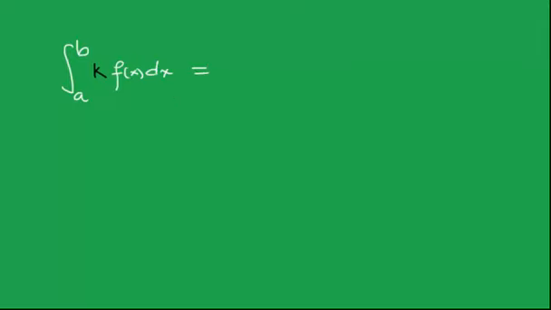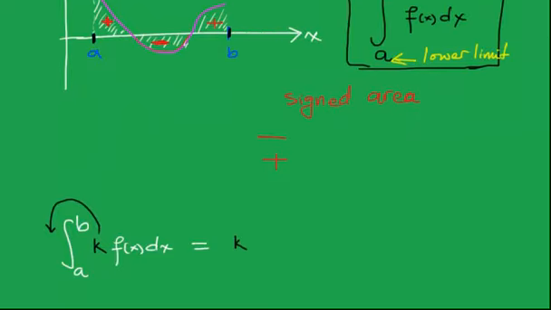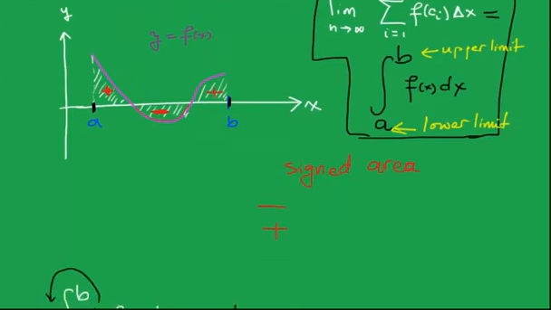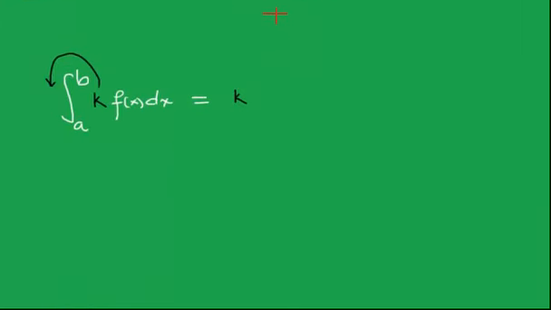So this is equal to, you can pull this k out, and the reason you can do that is because in the definition of the definite integral, you have the sigma notation. So the definite integral has the same properties as the sigma notation. So we can take this out and we're left with k times the integral from a to b of f of x dx. So that's one property that's very useful.